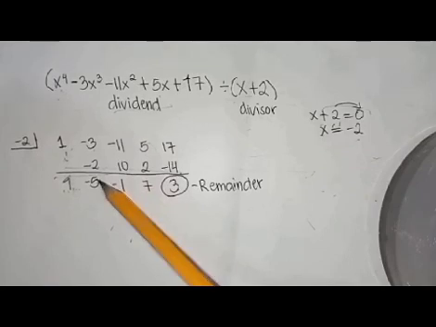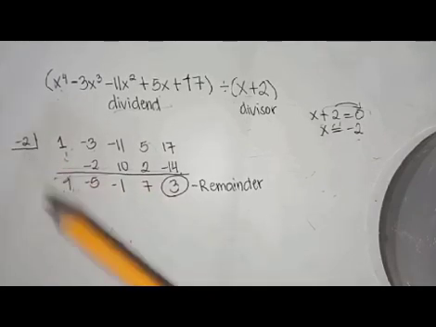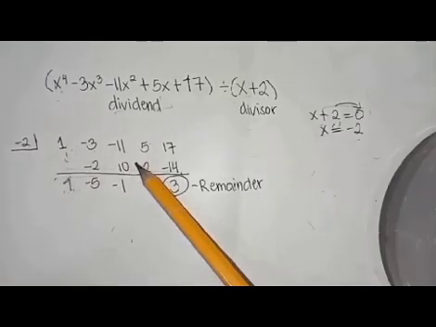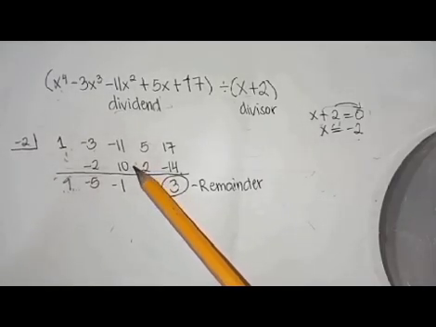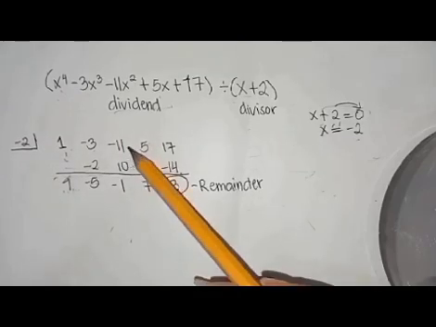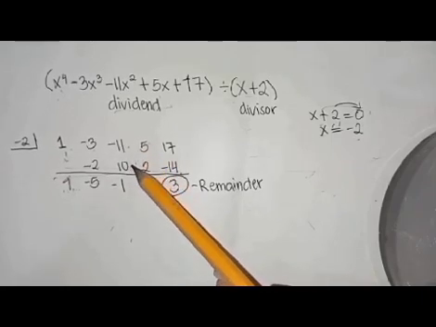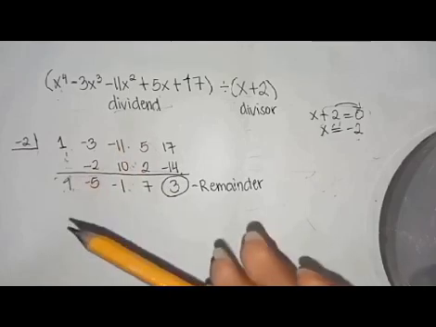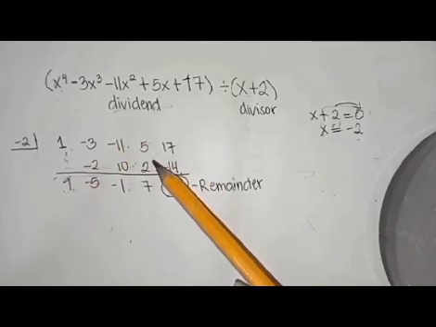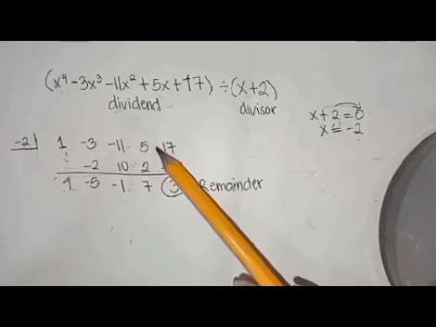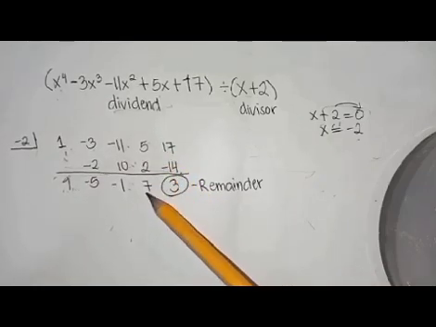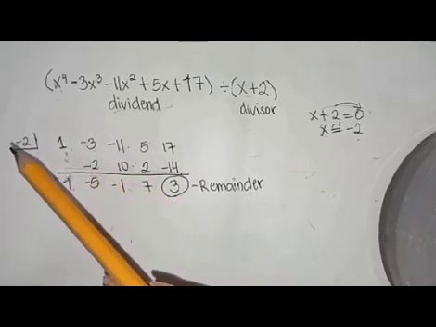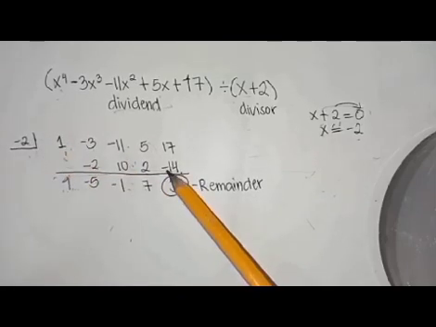Negative 5 times negative 2 equals positive 10, and add the numbers. Negative 11 plus 10 equals negative 1. So negative 1 times negative 2 equals positive 2, and add the numbers: 5 plus 2 equals 7. 7 times negative 2 equals negative 14.